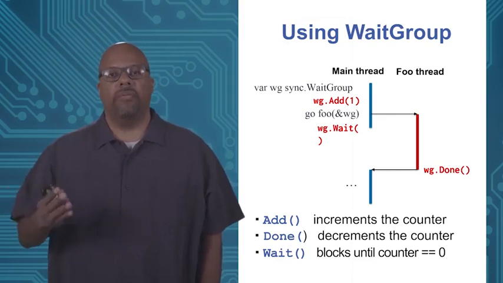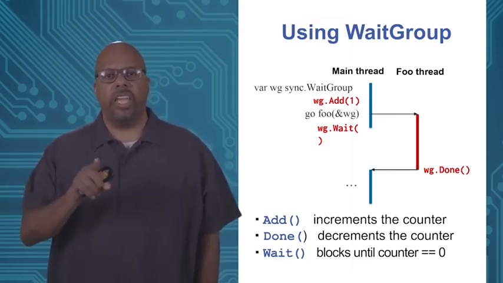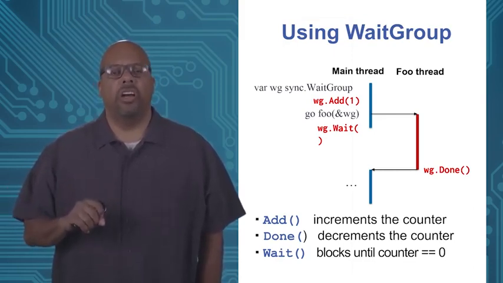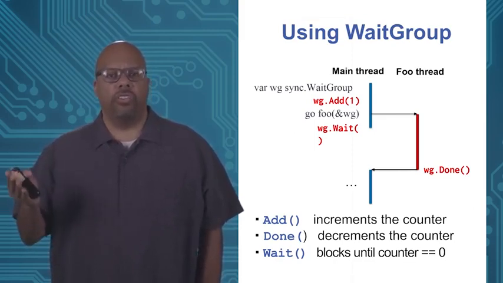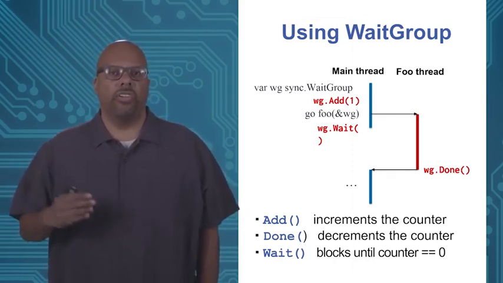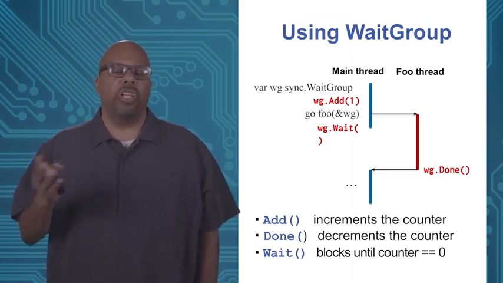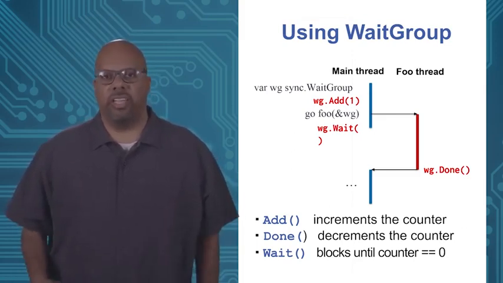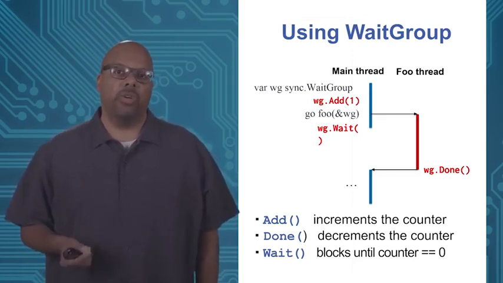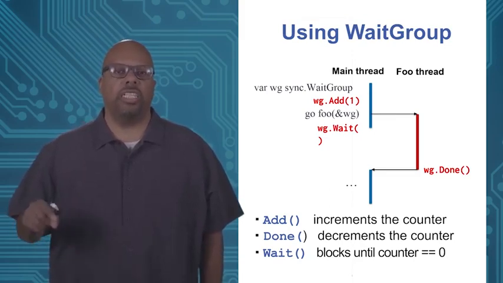Now go over to the right, the foo thread. You can see when go foo is called, it creates a new thread. So you see that red vertical line? That's the foo thread. The foo thread does whatever it's supposed to do. I don't know what code it has in it, it doesn't really matter. But at the end, whenever it's done, it calls wg.Done.